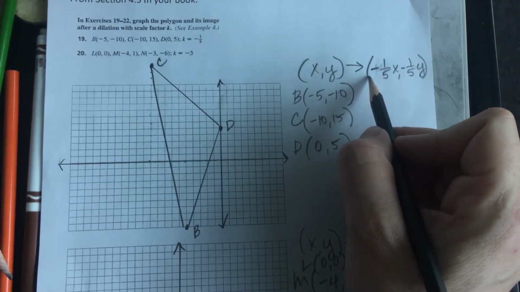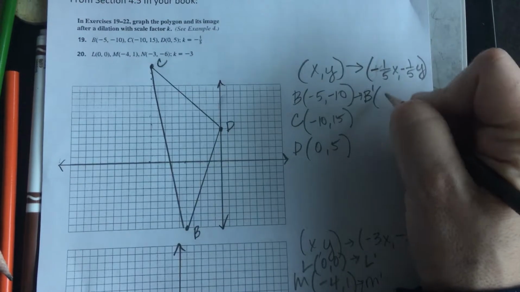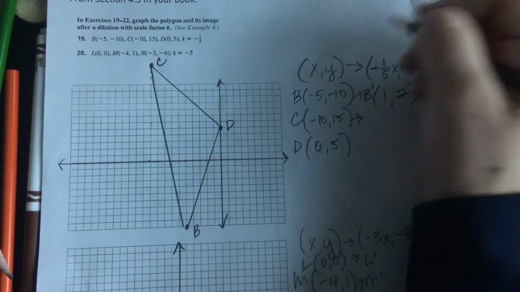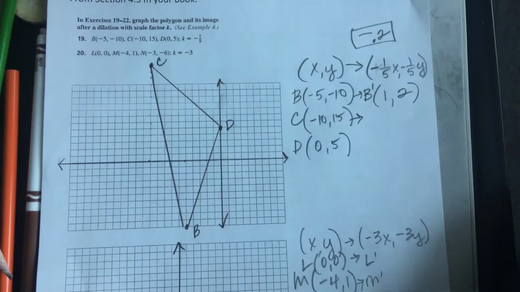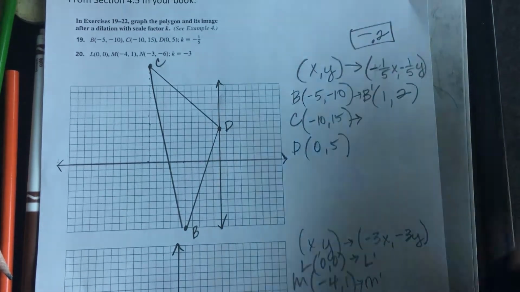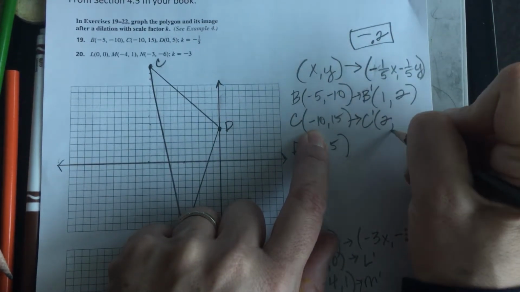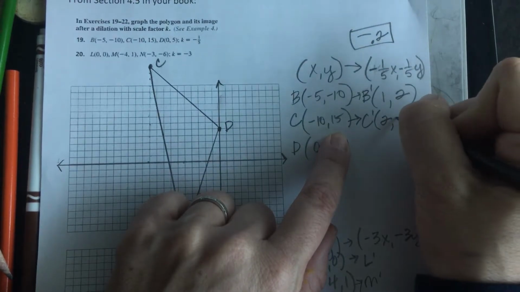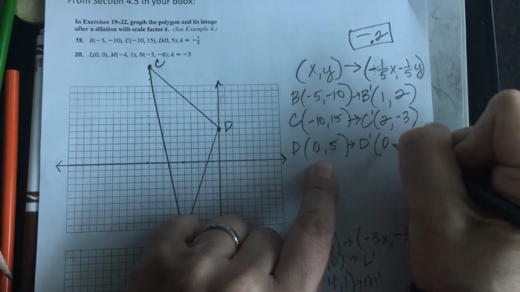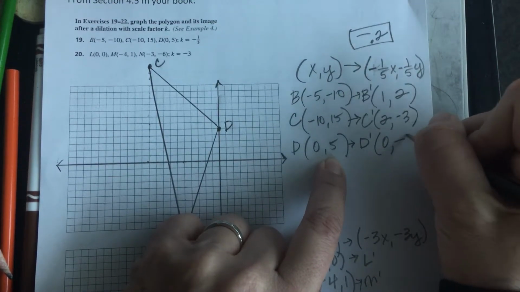This is going to rotate, and it's also going to become 1/5 of the size. B prime is going to be +1, +2. When I multiply by -0.2, that is what you can multiply everything by. 1 divided by 5 is 0.2, so -0.2. -1/5 of -10 is going to be +2. -1/5 of 15 is going to be -3. For D, -1/5 of 0 is going to remain at 0. -1/5 of 5 is going to be -1.